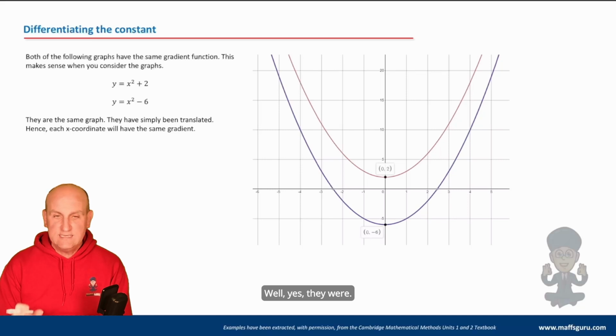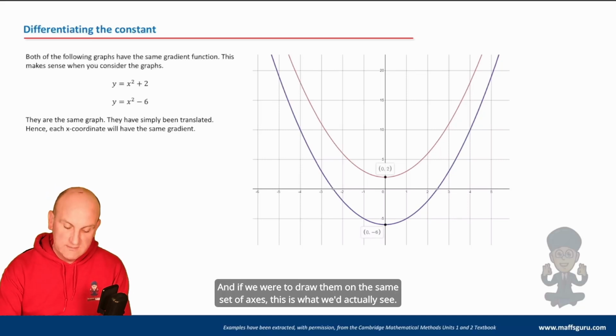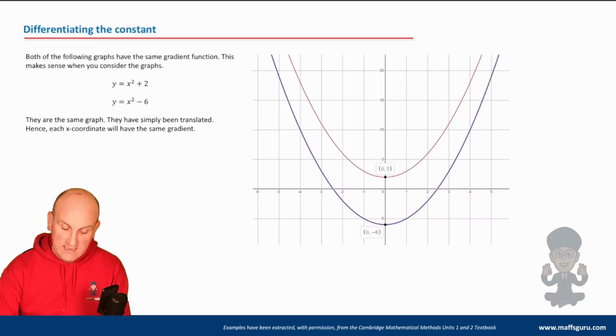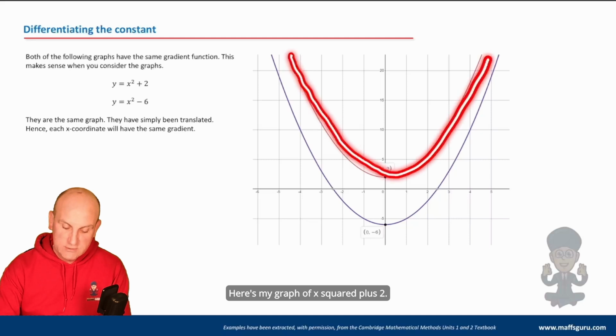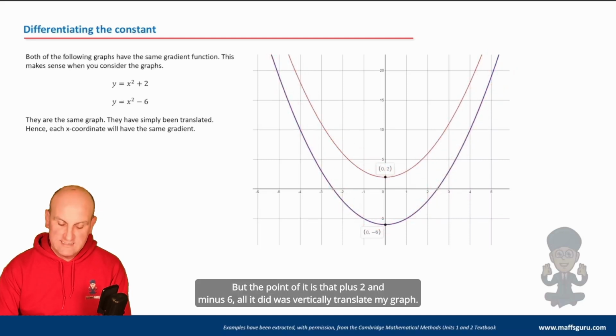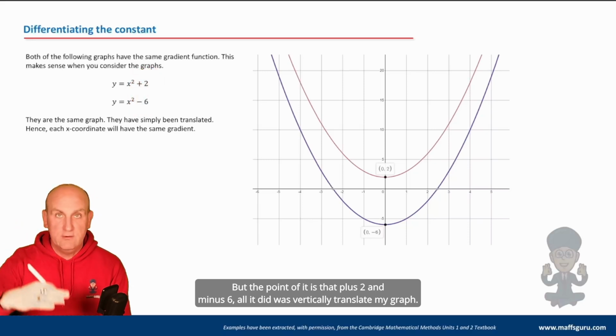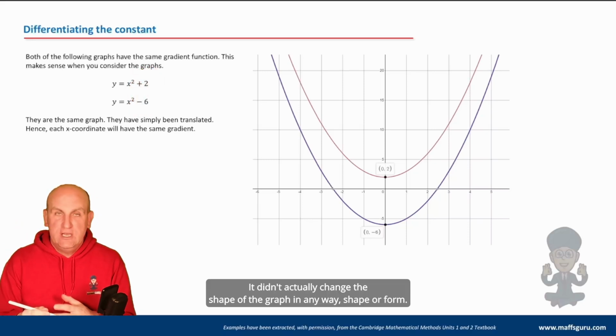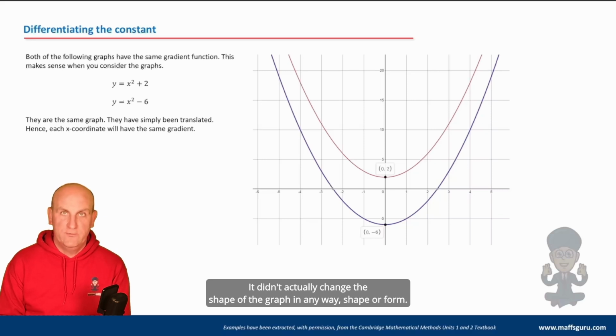Well, yes, they were. And if we were to draw them on the same set of axes, this is what we'd actually see. Here's my graph of x squared plus 2. Here is my graph of x squared minus 6. But the point of it is that plus 2 and minus 6, all it did was vertically translate my graph. It didn't actually change the shape of the graph in any way, shape or form.